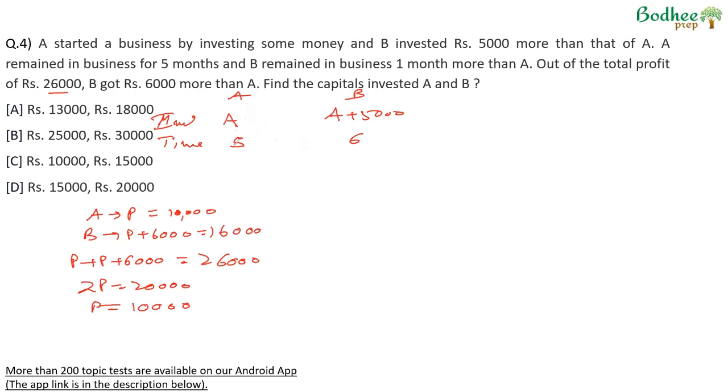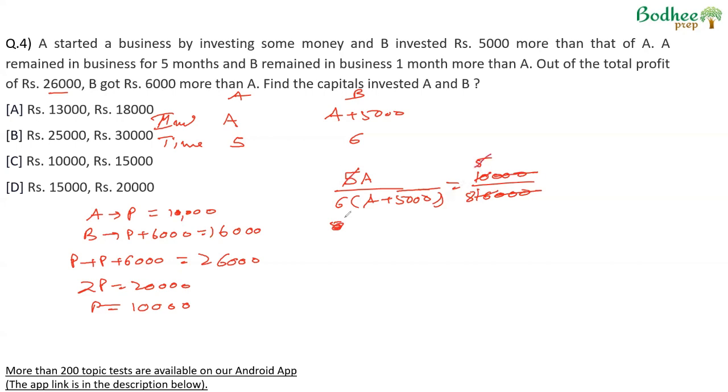Now, we know that profit is divided in the ratio investment into time. For A, investment into time will be 5A. For B, it will be 6 into A plus 5,000. And we know that this is the ratio of profit that A and B will get, which we've already calculated as 10,000 upon 16,000. The zeros cancel. 2 fives are 10, 2 eights are 16. Therefore, 5A, the 5 and 5 can also be cancelled.